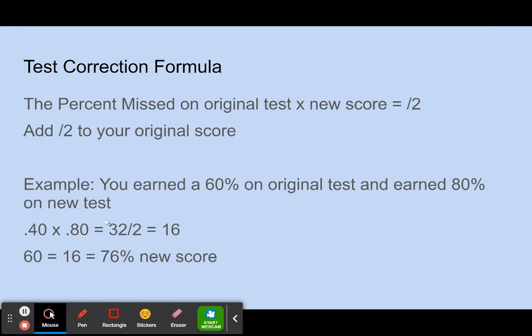So because you improved on that second test, your test score improves more. Even if you do not improve significantly from the first test to the second test, your score can only improve. It just may not improve as much. So let's go ahead and get started and take your first test correction.